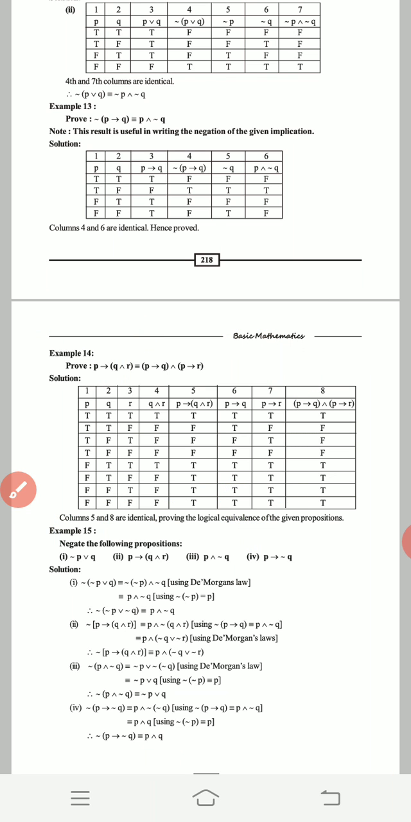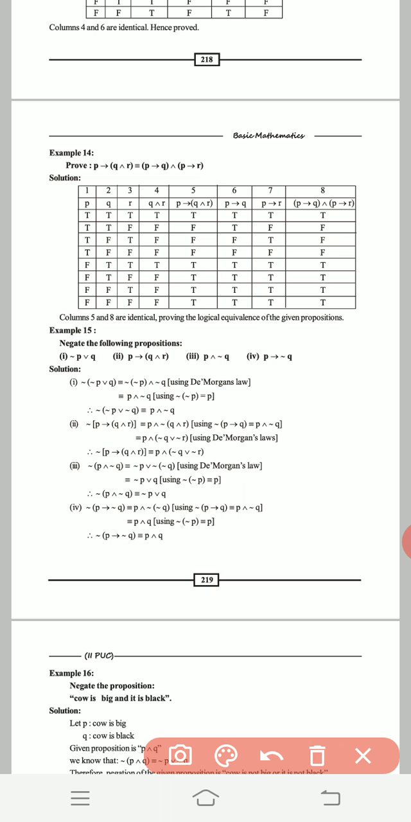Okay. Next, example 14. See, this is also a law. We have to prove that P implies (Q and R) is logically equivalent to (P implies Q) and (P implies R). Okay. First P, Q, R. Here 3 statements are there. Therefore, 8 possible combinations. Okay. Here first we have to find out Q and R. Next, P implies (Q and R), from the first statement and fourth statement. Okay.